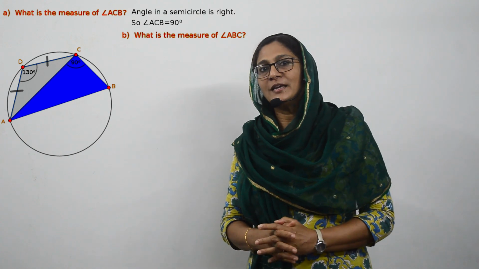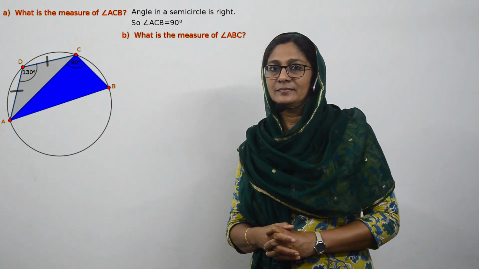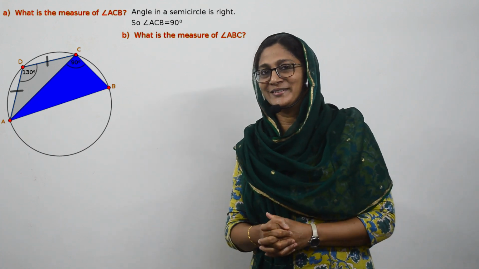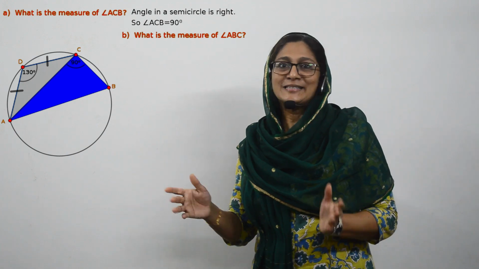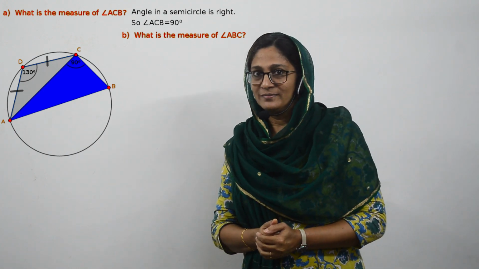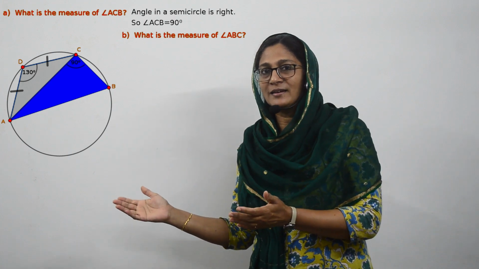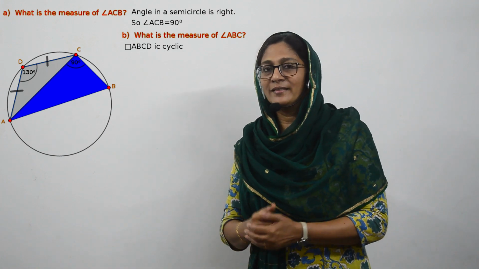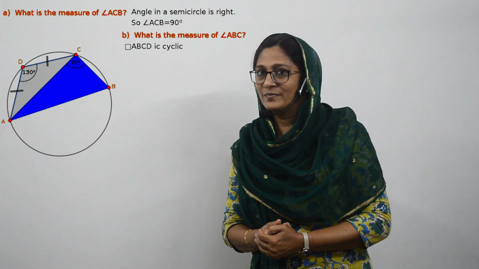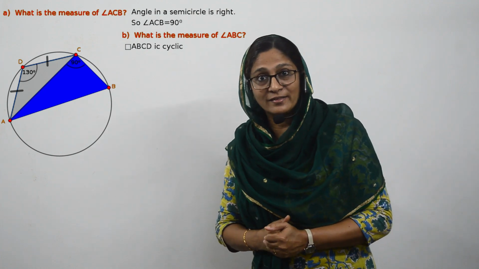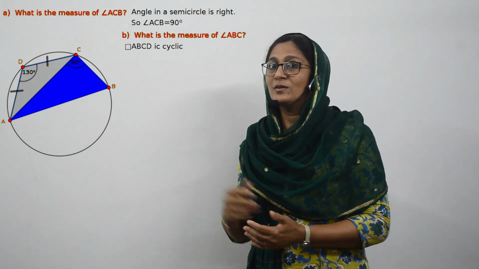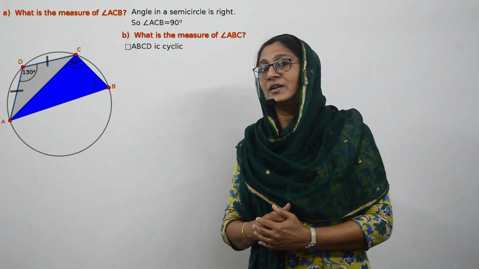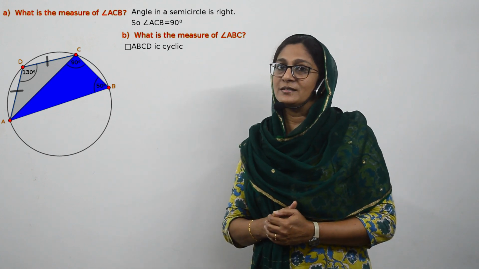What is the measure of angle ABC? Well, I guess you have already found out the answer, children. Yes, ABCD is a cyclic quadrilateral. So naturally, angle D and angle B are opposite angles, and their sum has to be 180 degrees. We already have angle D equal to 130 degrees. And so, angle ABC will be 180 minus 130, that is 50 degrees.